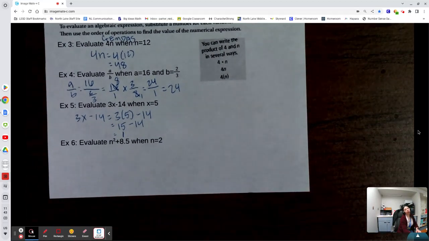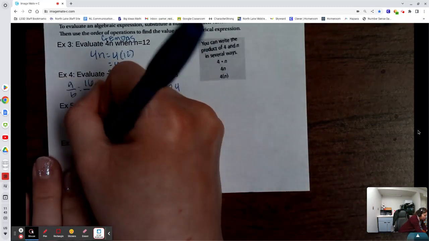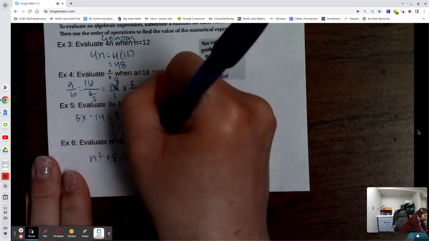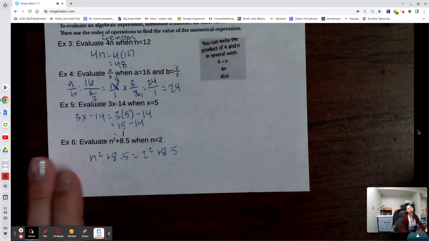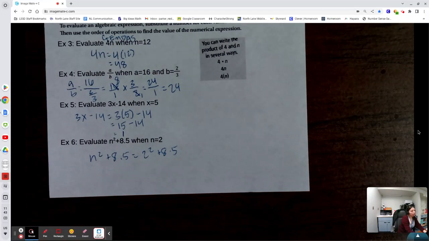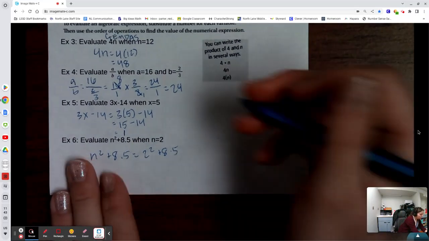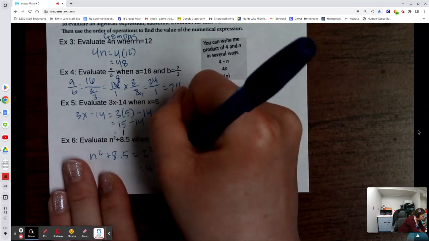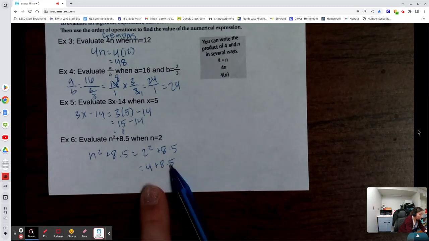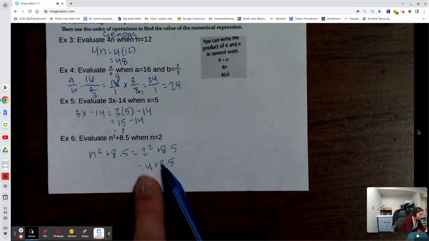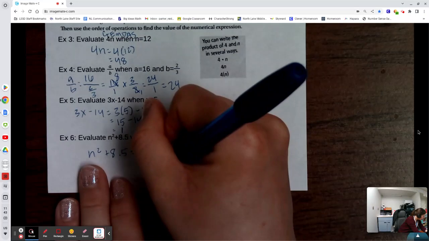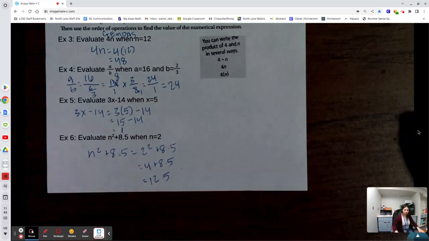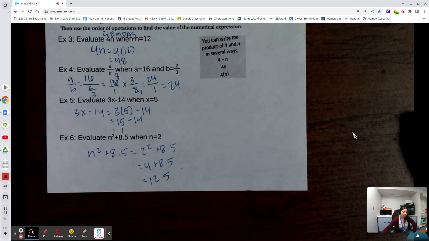And last but not least, example 6, evaluate n squared plus 8.5 when n equals 2. Again, we're going to take n out and put 2 in its place. So instead of writing n squared, I'm going to write 2 squared plus 8.5. Again, we have to remember GEMDAS. According to GEMDAS, exponents come before addition. So 2 squared means 2 times 2, which is 4. And then 4 plus 8.5, think about this 0.5 as being like 50 cents. $4 plus $8 is $12, and I still have 50 cents, 12.5. So the value of this expression when n equals 2 is 12.5.